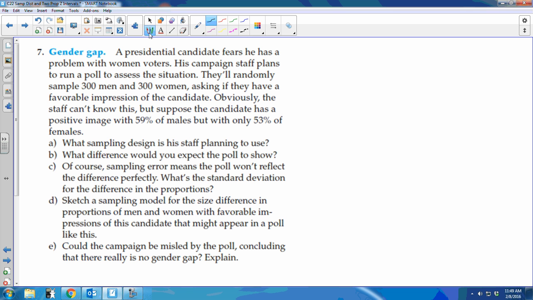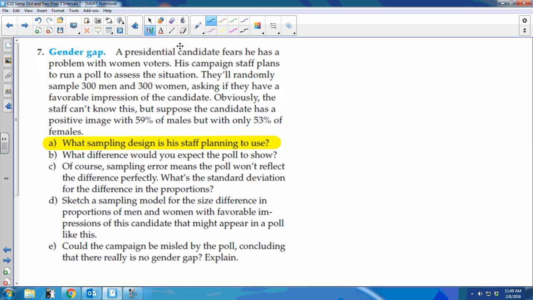So a good review question here, part A. What sampling design is his staff planning to use? Like way back in chapter 12, what type of survey design is this? 300 men and 300 women. Stratified. Thank you. That's the word. It was in there. But yeah, so stratified. They were going to sample a little bit of each group, right? Okay.